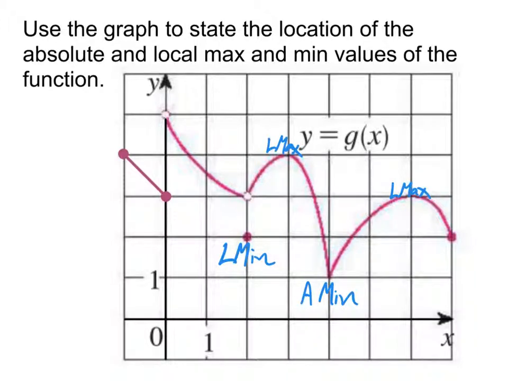And finally, this point here, what is that? Nothing. Absolutely nothing, because it's an endpoint, so it can't be local, but it's also not as low as it goes because the absolute was down here at 1, and so it's nothing.